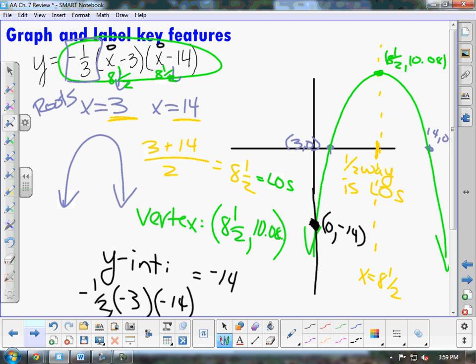Which means that because you have a point here, and this is your line of symmetry, this point over here is 8 and 1/2 away from 8 and 1/2, which would be (17, -14) as well. And those are the two types of equations that you'll get to use your calculator on to graph.